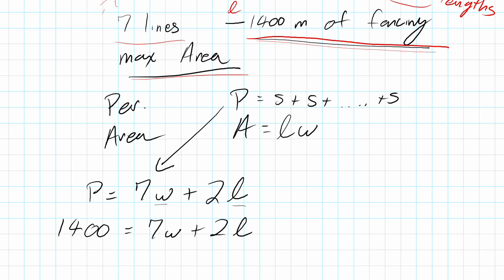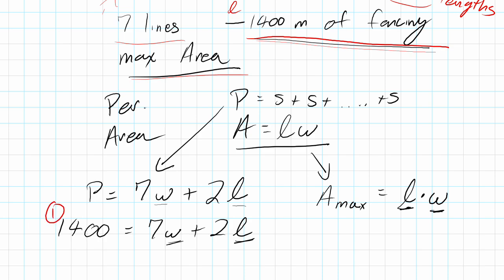Now, they can't be unlimited. I can't just say this is a million, this is a million; it won't quite work out. So we want to isolate one of these variables, setting this equation equal to L or W. The reason is the area: we want to maximize the area of length times width, but I have 2 variables. We'll call the perimeter equation equation 1, and we'll call the area equation equation 2.